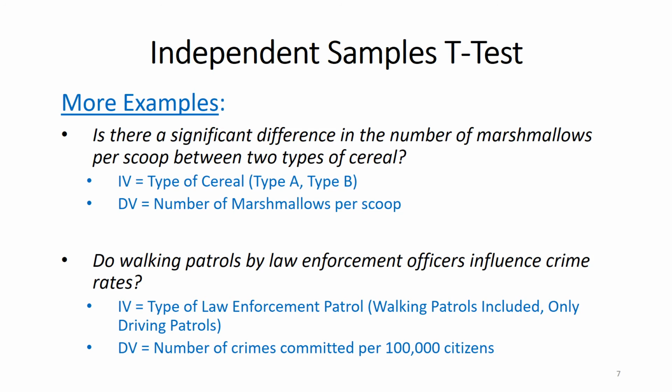So just a couple more examples. Here I just throw up a couple of ideas to give us an idea of where we would use the independent samples t-test. The first example raises the question, is there a significant difference in the number of marshmallows per scoop between two types of cereal, right? I mean, we're all staying at home right now and doing stuff like that, and I don't know about you, but we stock up on cereal just to feed the kids or have something that won't go bad. So I thought this question might be somewhat relevant here.